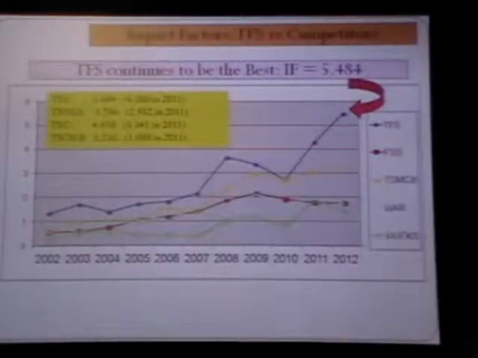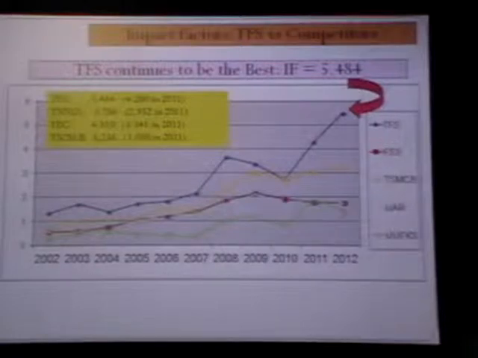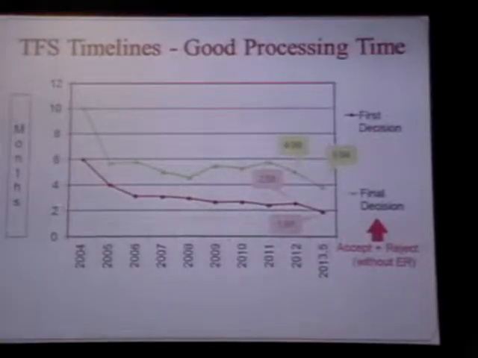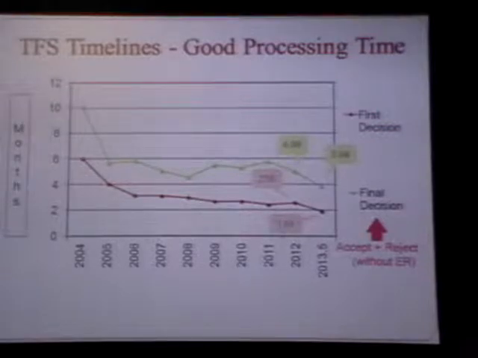So this is the comparison to other comparable journals, such as fuzzy systems, transactions on systems and cybernetics. So the blue curve shows the impact factor from 2002 to 2012. Okay, and also we keep a good processing time. The time from the submission to the first decision is less than 2 months, and to the final decision is about 3.8 months.